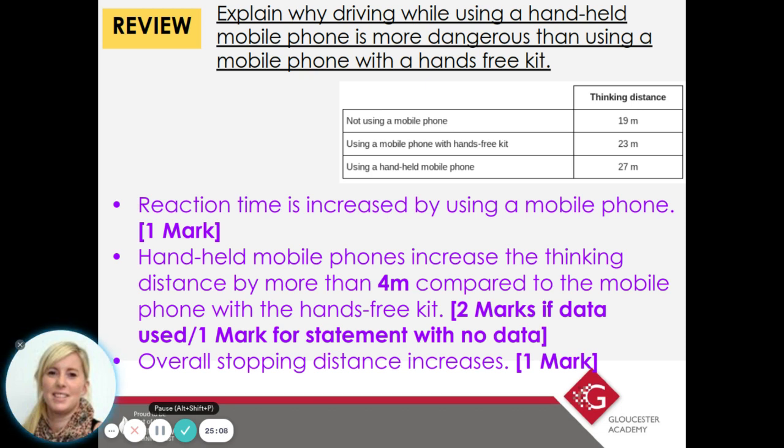So you've got the trend by saying increase by more than 4 meters, because 23 meters and 27 meters, well, they're 4 meters apart. So using a handheld mobile phone increases the thinking distance by more than 4 meters compared to the mobile phone with a hands-free kit. So you get 2 marks for that bit if you said the 4 meters. If you just said that one increases the thinking distance more than the other one, but you didn't use any numbers, then you just get 1 mark for that point. And then your overall stopping distance will increase for a final mark. So that's why it's out of 4.